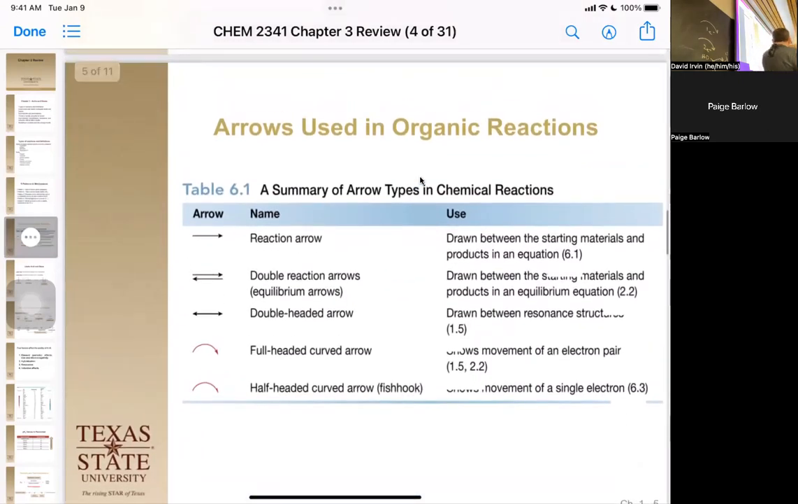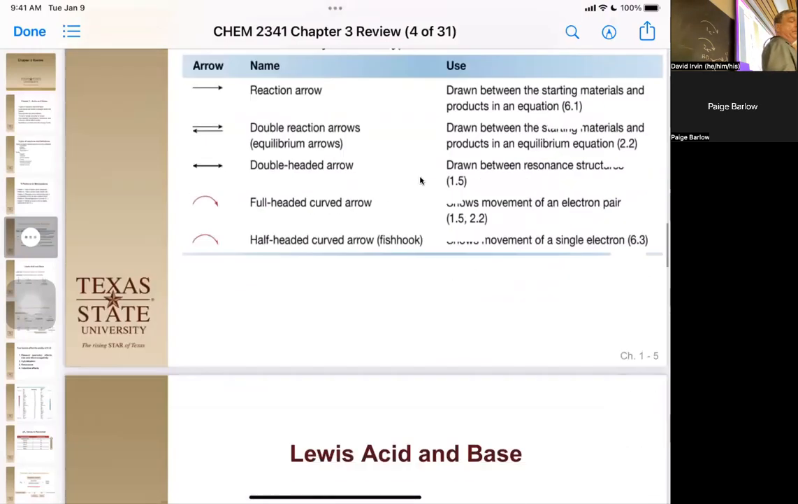We also want to make sure we know our arrows. The reaction arrow is a single arrow. This is an equilibrium arrow. This is a resonance arrow. This is moving 2 electrons, and this is moving 1 electron. Again, we've used all of these arrows. The other arrow that's not on here is the retrosynthetic arrow, which is the 2 lines with the bird's mouth in it. And we'll use that in a few minutes.